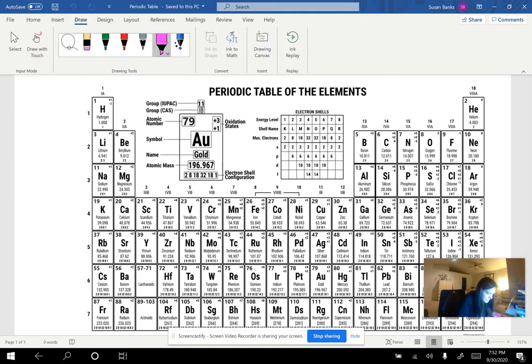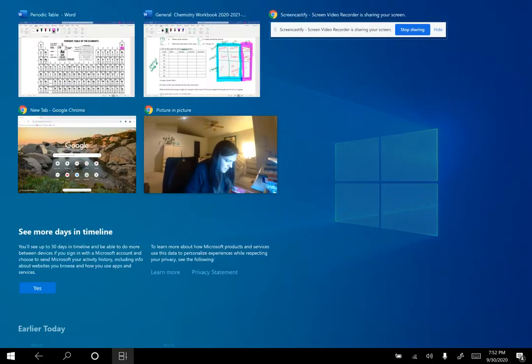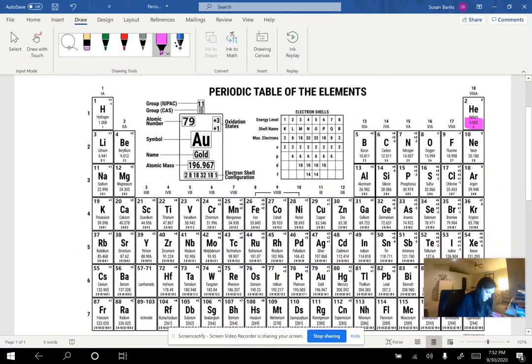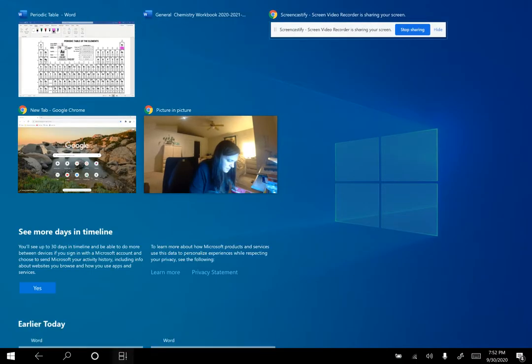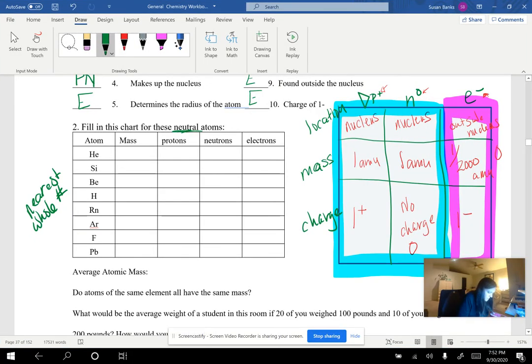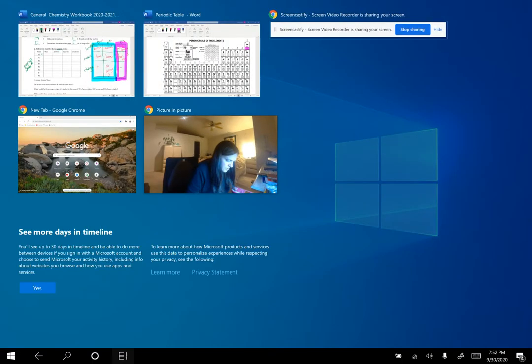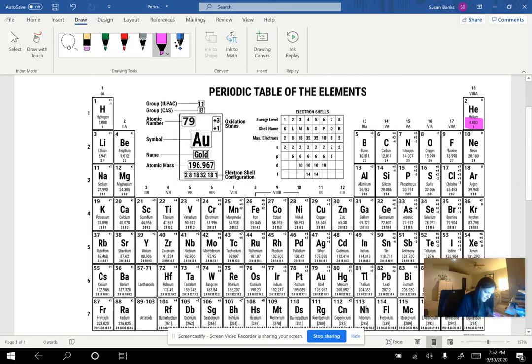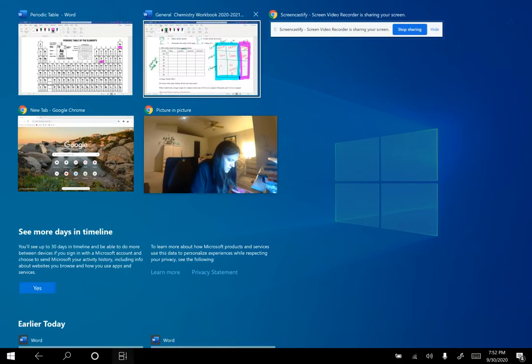I have 4. Okay, so I'm going to need a mass of 4 here. So we're going to need a mass of 4 for helium. Let's look for silicon here. Silicon's nearest whole mass is 28.